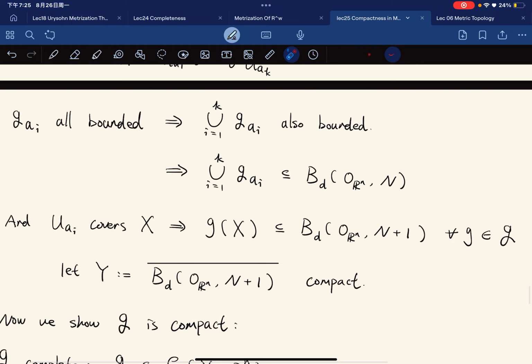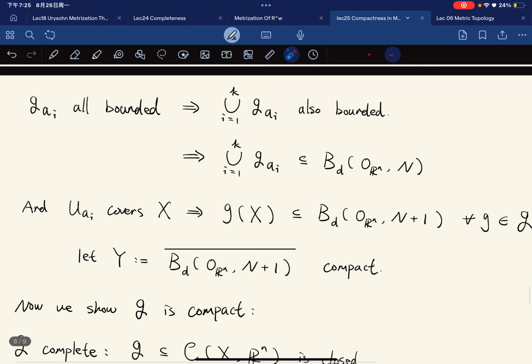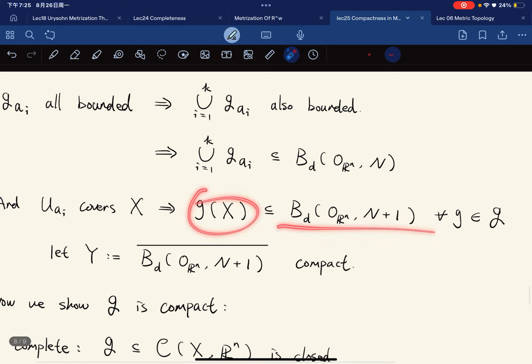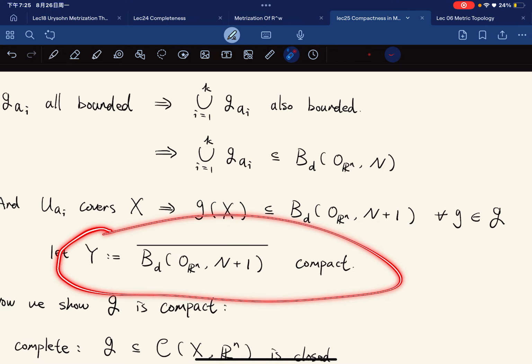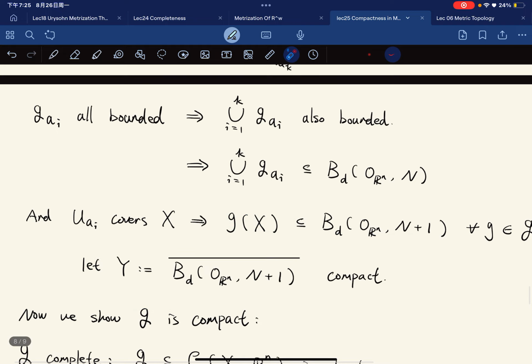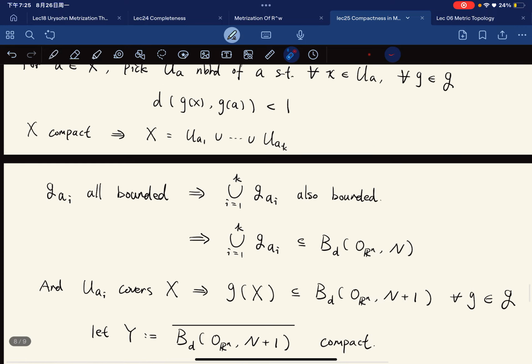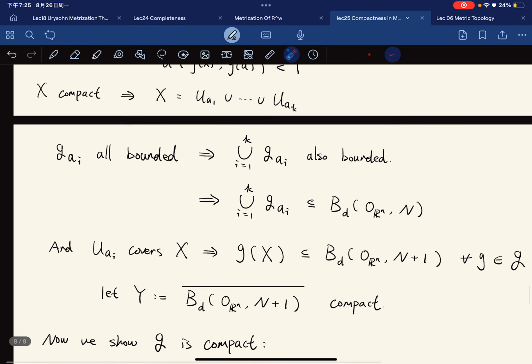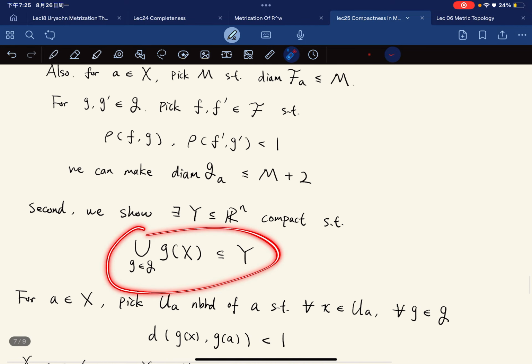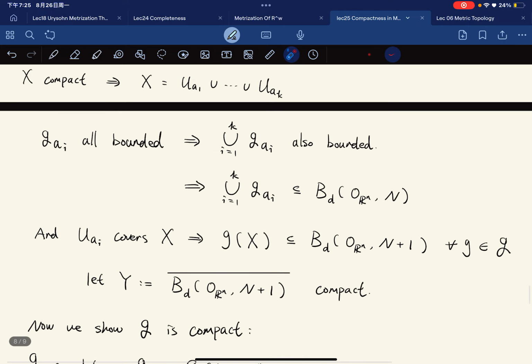Yes, exactly. So they're all contained in a ball. If you just take the closure, it's automatically compact. Right, so we're done. We've done the claim that there is a compact set such that this is true.